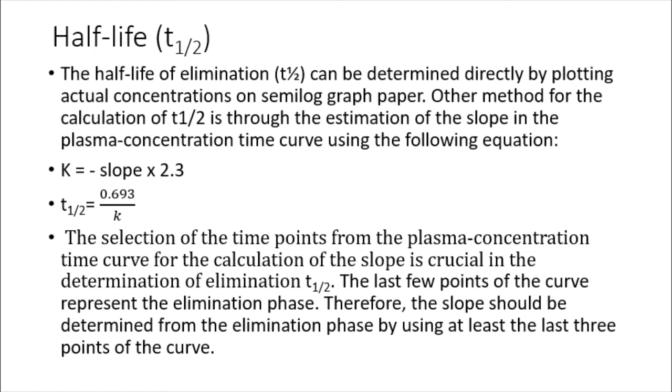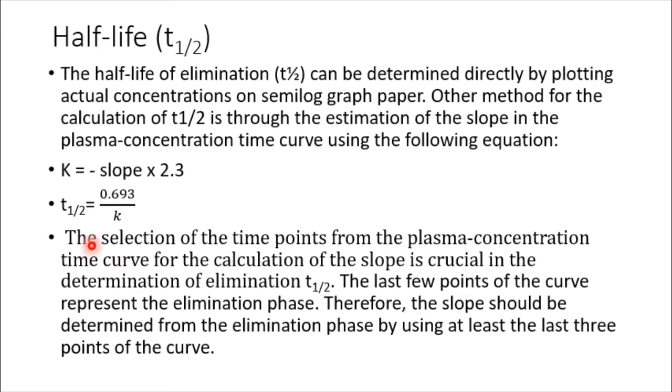Okay, half-life also can be calculated in this way. The half-life of elimination can be determined directly by plotting actual concentrations on the semilog paper. Another method for the calculation of half-life is through the estimation of the slope in the plasma concentration time curve using the following equation, which is the equation that we normally use. The selection of the time points from the plasma concentration time curve for the calculation of the slope is crucial in the determination of the elimination rate constant.